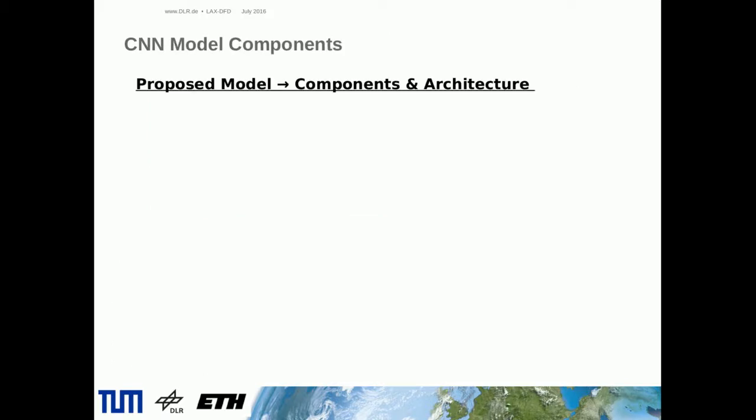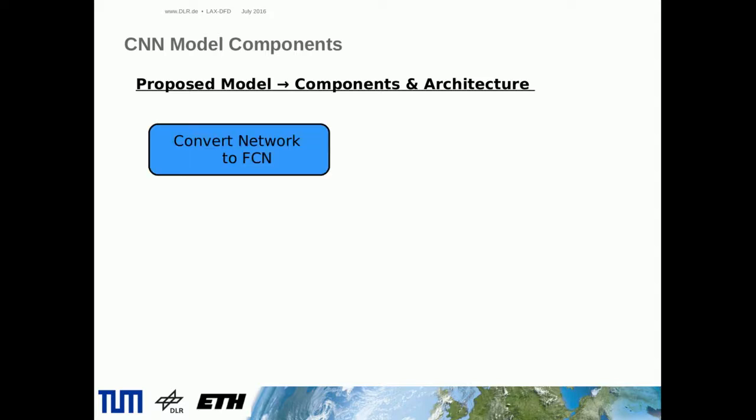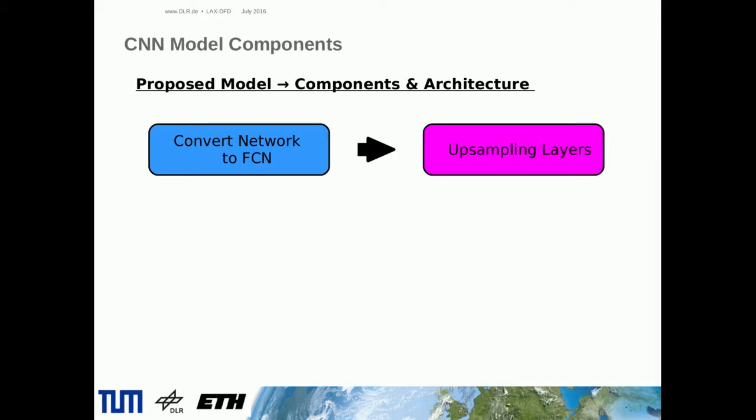So moving on. The proposed model has some architecture properties and some major components. First of all, we have to convert the network from a standard neural network to an FCN. And FCN, if you read the paper, stands for fully convolutional network. I'm going to discuss all these properties in detail, but now I'm just mentioning them quickly.